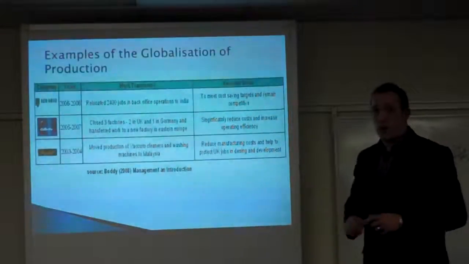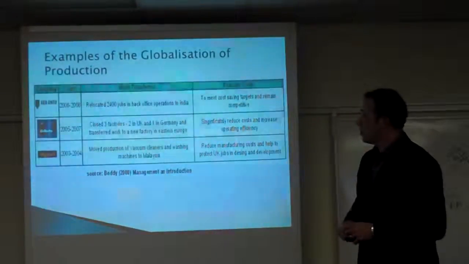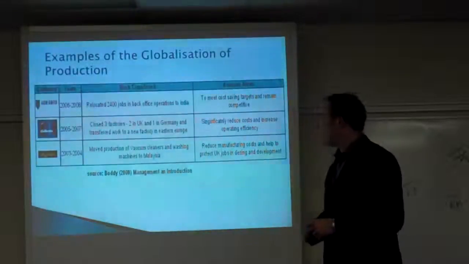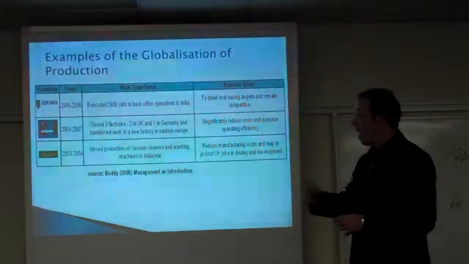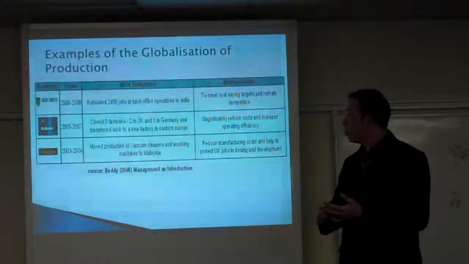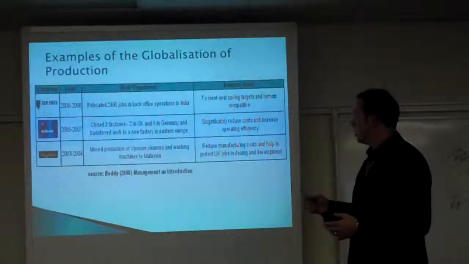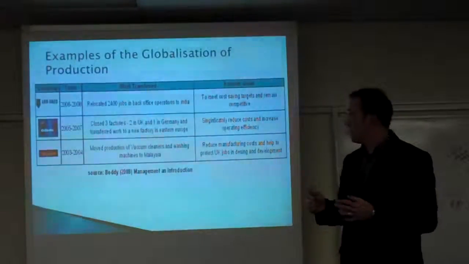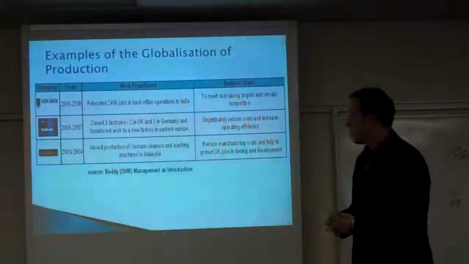So, examples of recent globalisation. ABN AMRO relocated in 2006-8. They sent 2,400 jobs from back office operations to India to meet cost saving targets and remain competitive. Gillette, 2005-2007. They closed 3 factories, 2 in the UK and 1 in Germany, and transferred work to a new factory in Eastern Europe. Once again, it significantly reduced costs and increased operating efficiencies, but it was done to try and improve the economy of scale to maximise the profits for the shareholders.